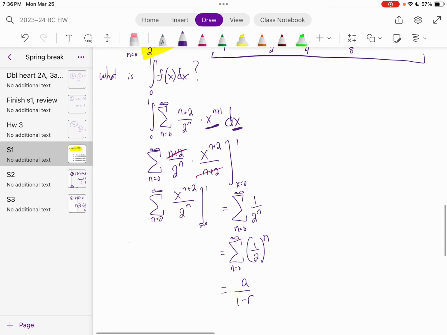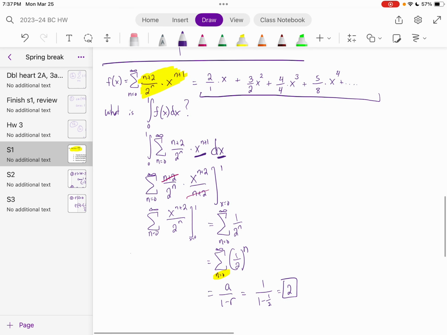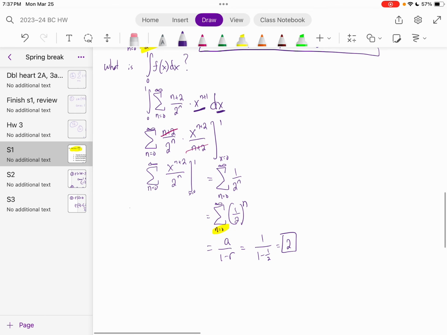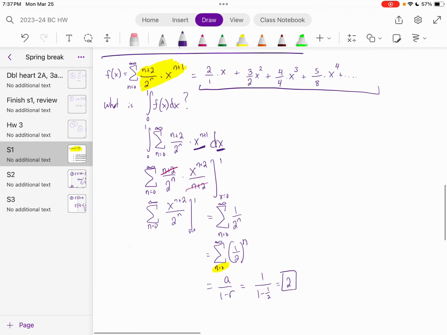Be very careful about where we're starting here, right? We're starting at 0. So my first term is indeed 1, and my r is 1/2, right? So I'm going to be left with 2. Maybe a surprising result that this definite integral happens to be 2, but maybe you got that on your own, and maybe that was kind of exciting.